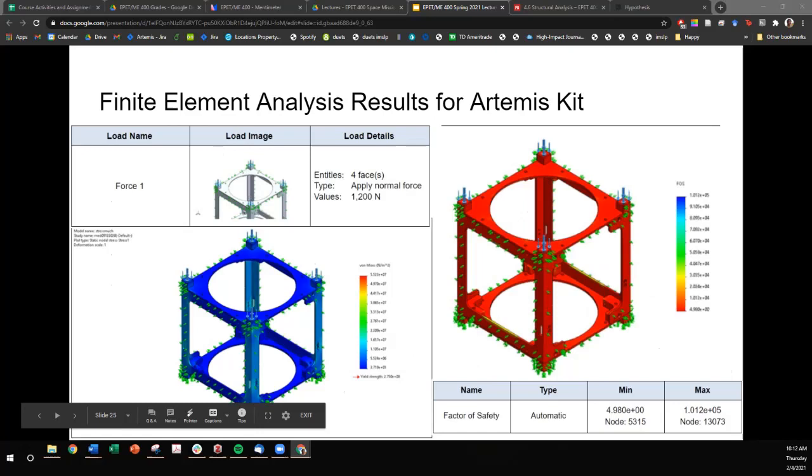I won't go too deep into the innards, but to use this software analysis, you'll get a result like this. You'll apply a force. For example, in this case, we applied 1200 newtons in the Z direction on that face, normal direction. And then we got a stress distribution like this. Then you can convert that stress to a factor of safety within that software, and it'll automatically calculate it for you. The factor of safety for a 1200 newton load is 4.98.